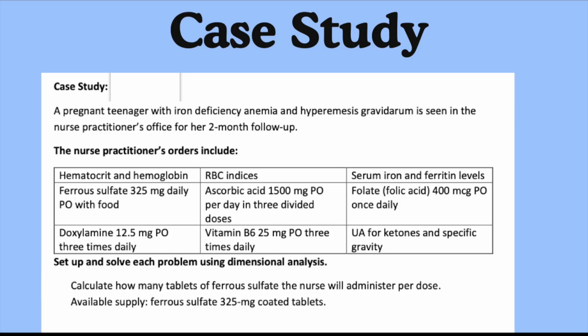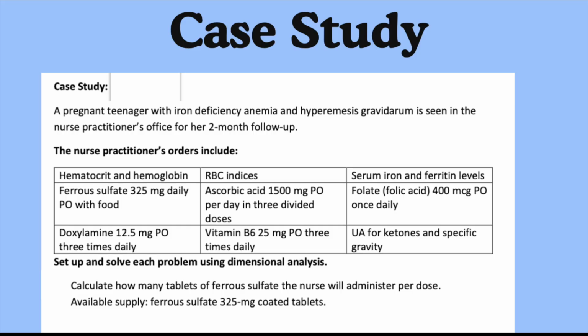The patient, and I'll put the case study up, has an order for 325 milligrams daily orally with food, and the available supply is 325 milligrams. So they ordered 325, what's available is 325. That's easy, you just give one tab, but I'll work it out in dimensional analysis.